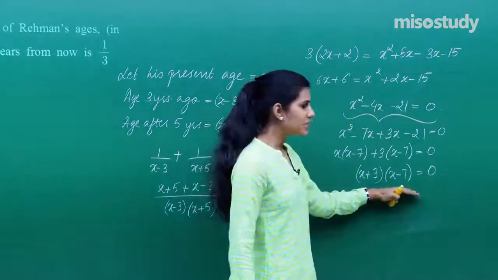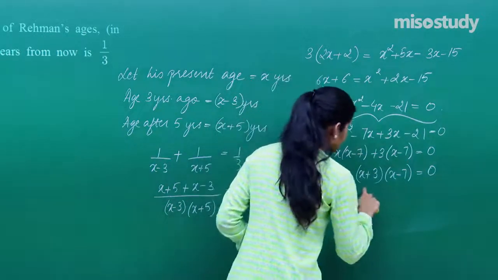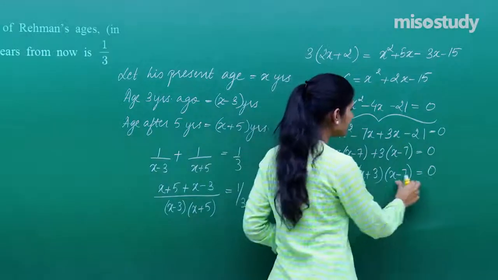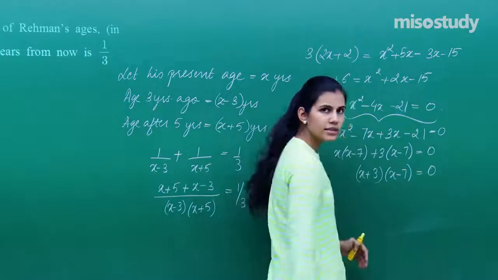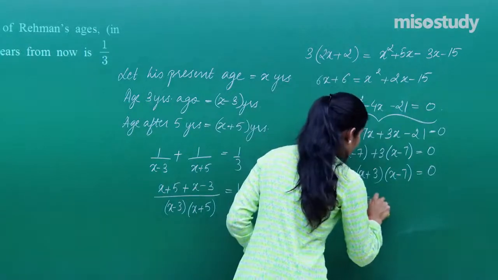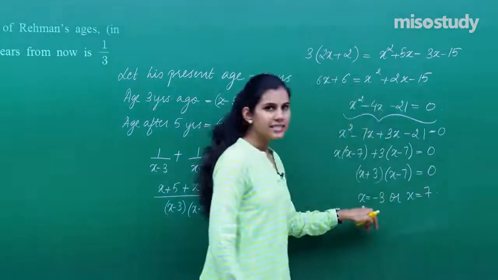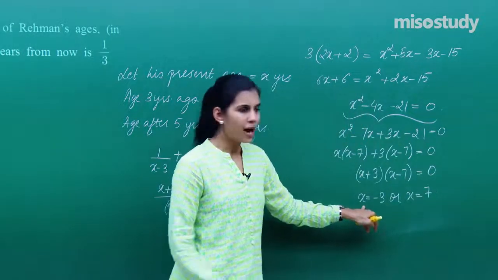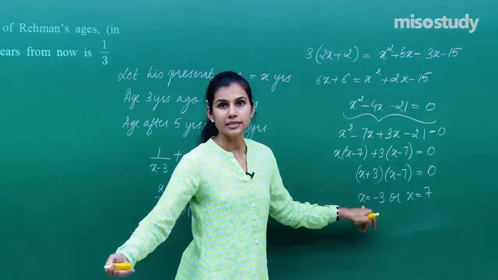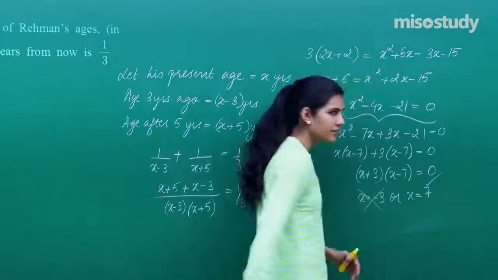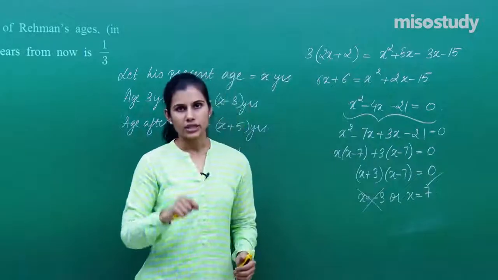x is something which is satisfying this. That means, now what values of x satisfy this? If I talk about these two factors, this into this is 0 when either this is 0 or this is 0. This is 0 means x is minus 3. This is 0 means x is 7. x is representing the age of a person. How can the age of a person be minus 3 years? So obviously x is not equal to minus 3, x is 7. So right now Rahman's age is 7.